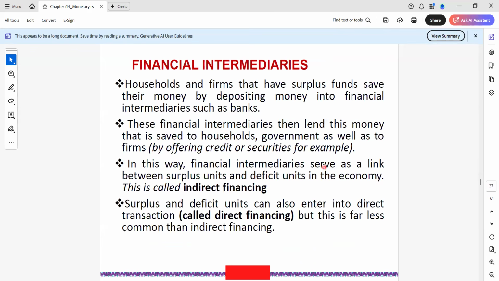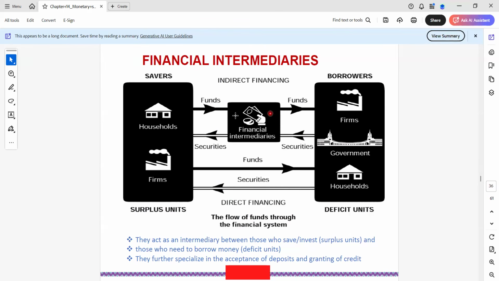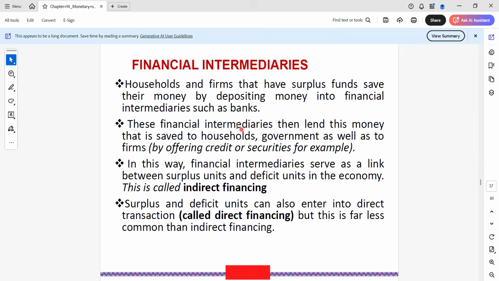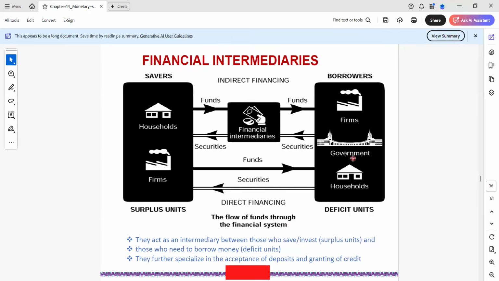right? So financial intermediaries, okay, here they're explaining the same thing, but let's just read. They're saying that households and firms that have surplus funds save their money by depositing money into the financial intermediaries, such as banks. So you can see these people here that have surplus funds, they're gonna do what? Deposit their money here, comma financial intermediaries, right? And then such as banks, right? The financial intermediaries then lend this money that is saved to households, government, as well as firms by offering credit or securities, for example.